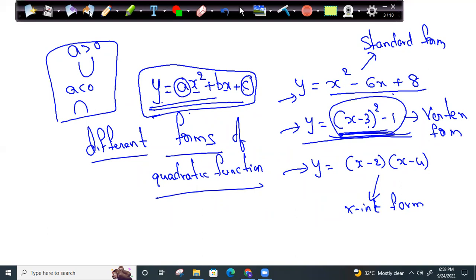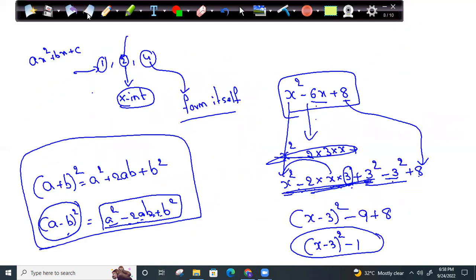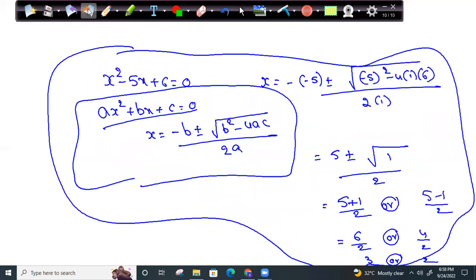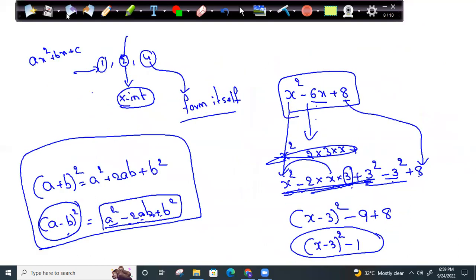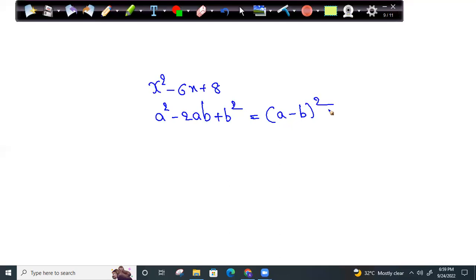So now the fourth method, first let me explain the method using the perfect square. What is the meaning of perfect square? x square minus 6x plus 8. Everyone in the class should know a square minus 2ab plus b square is a minus b whole square. Does everyone agree with this? This is the formula, right? So I'm using the same thing.